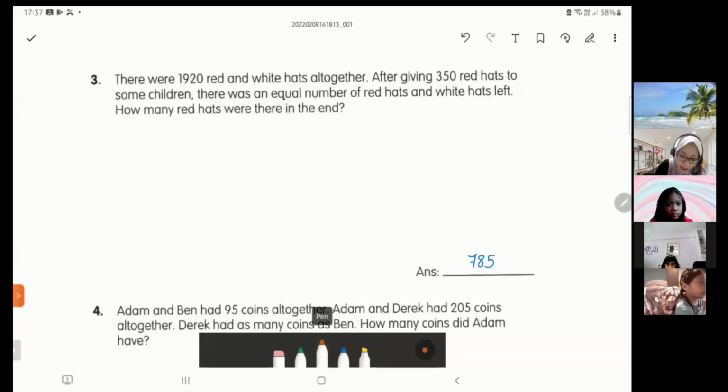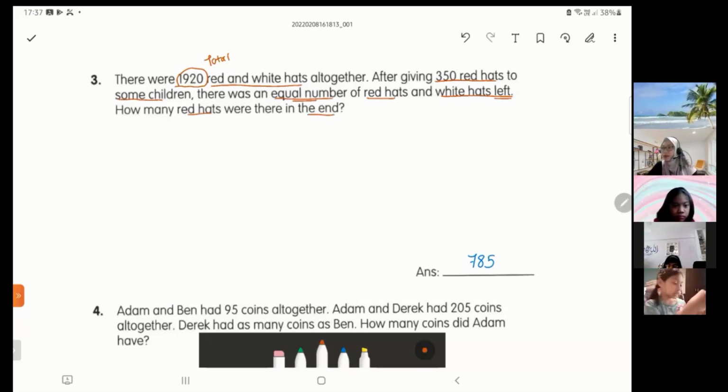There were 1,920 red and white hats all together. So this is my total. After giving 350 red hats to some children, there was an equal number of red hats and white hats left. How many red hats were there in the end after they have given away?